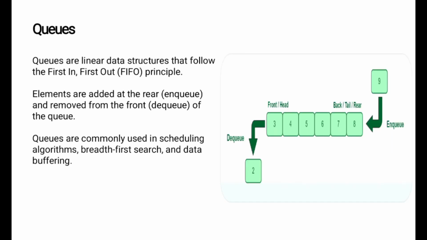Queues. Queues are linear data structures that follow the first in first out principle. Elements are added at the rear and removed from the front of the queue. Addition of an element is known as enqueue and removal of an element is known as dequeue in queue operations. Queues are commonly used in scheduling algorithms, breadth first search, and data buffering.